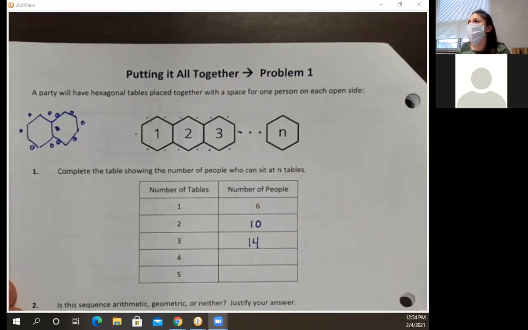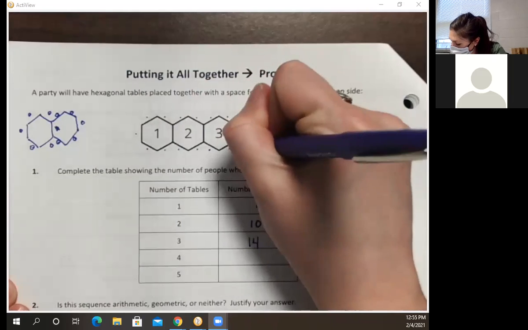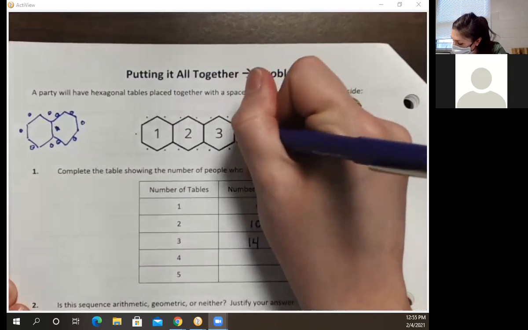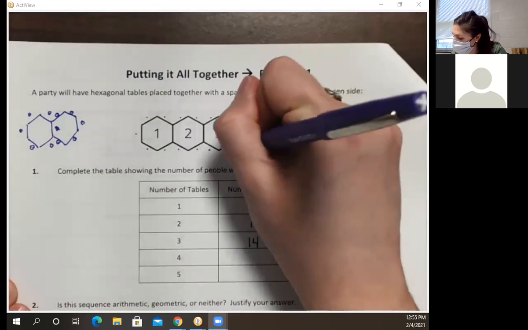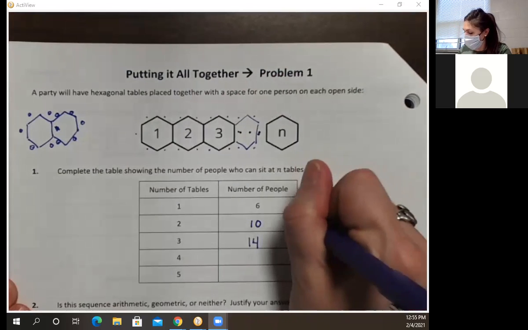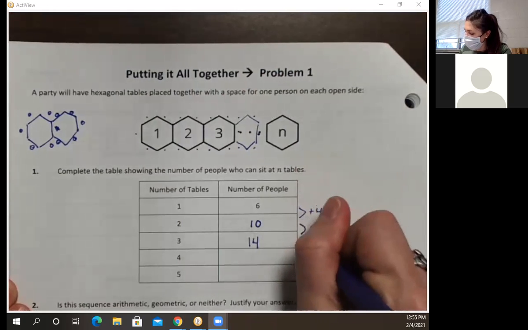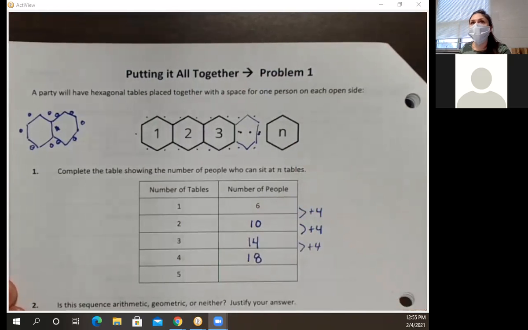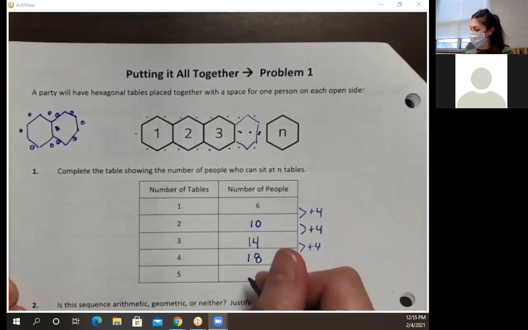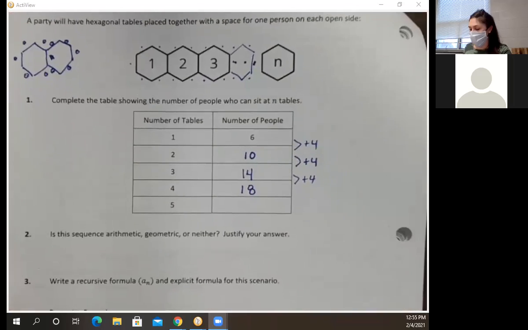Is anyone seeing a pattern emerge here? Yeah, every time I add on a table, whoever was at the end can just move out to the new end. And then I add 1, 2, 3, 4 additional seats. So every time I add a table, I add 4 new seats. So this would be 18 people I could seat with 4 tables. How many people could I seat with 5 tables? 22, good.